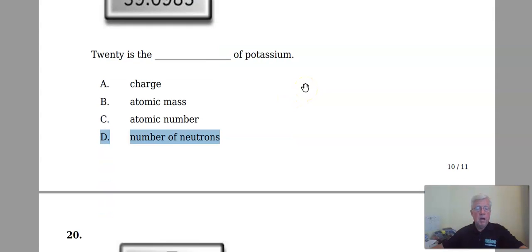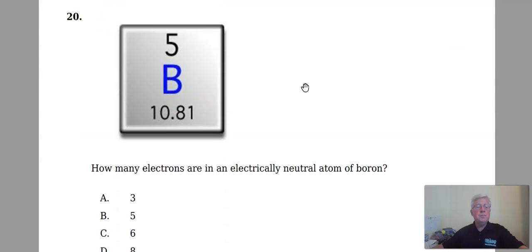Okay? And finally, number 20. What does this symbol tell us? Well, it has an atomic number of 5. It has 5 protons. It has 5 electrons. It has an atomic mass of 10.81, and 10.81 is a lot closer to 11 than it is to 10, so it has an atomic mass number of 11. 5, boron, 11. 11 minus 5 is 6. It's got six neutrons. It has 5 electrons. It has 5 protons. Atomic mass number of 11.